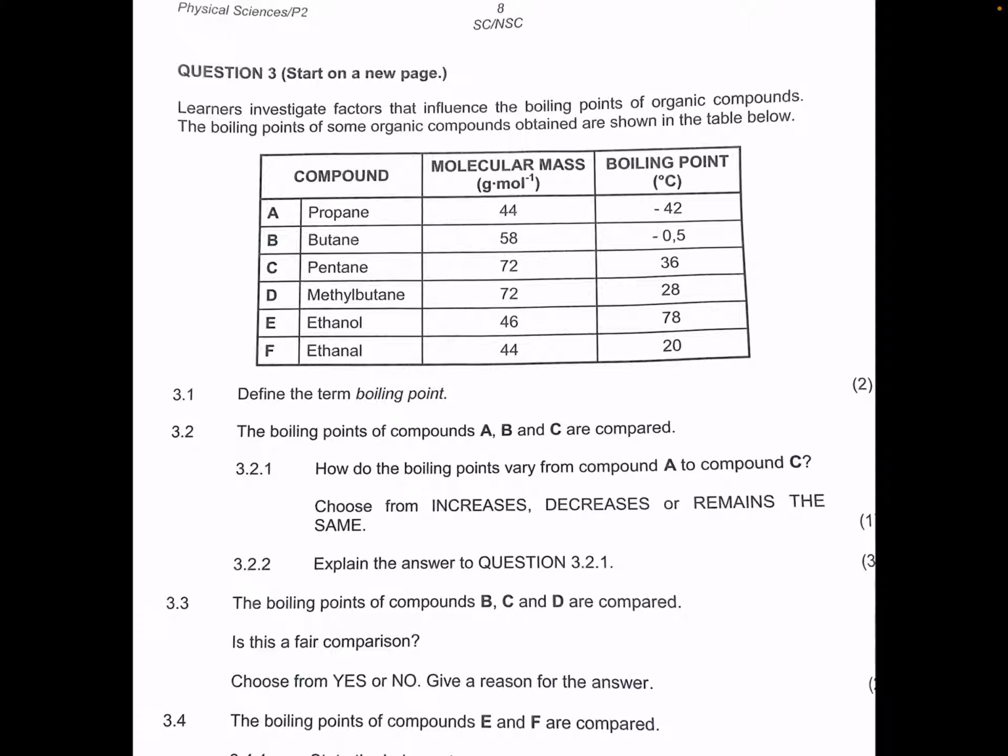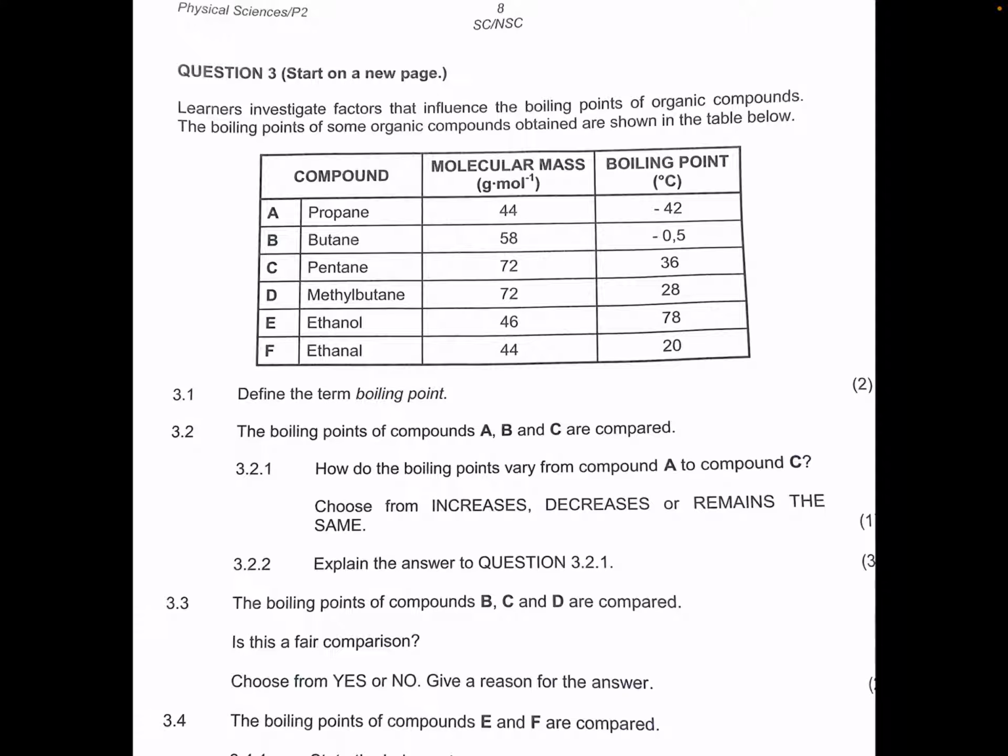So let's look at question 3 from the May-June exam. They give us a table there. They say learners investigate factors that influence the boiling point of organic compounds. The boiling points of some organic compounds obtained are shown in the table. So we're going to make some comparisons. First of all, define boiling point.